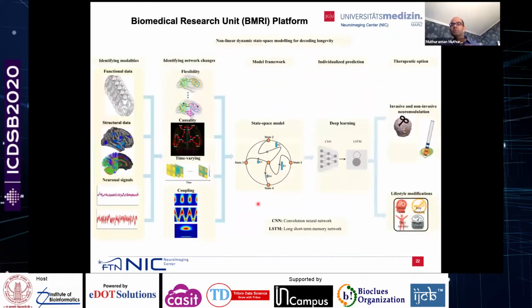And finally, I think what we want to achieve is shown here. So we use all these parameters, we identify different network changes, and we use model approaches and deep learning approaches. And then finally, we can give the clinician a therapeutic option, let's say either invasive or non-invasive, or at some point we could even suggest lifestyle modification, let's say more sports or stop smoking, for example. So this kind of thing can help the patients to go ahead in the disease that they have and not to progress. Yeah. So this is my final slide.